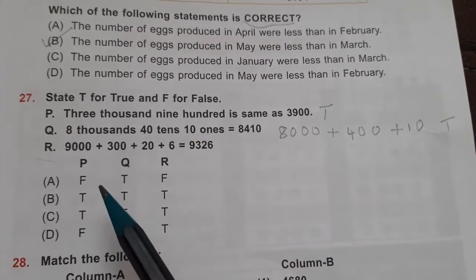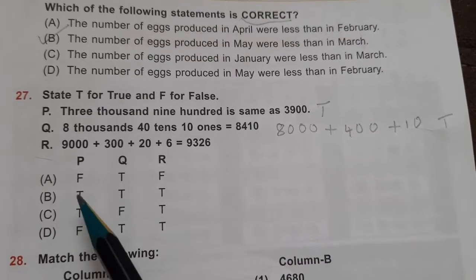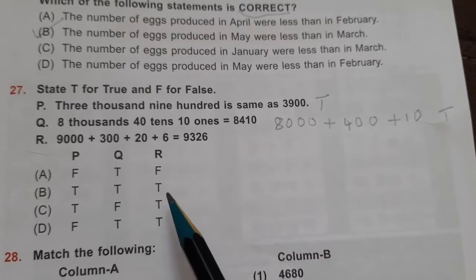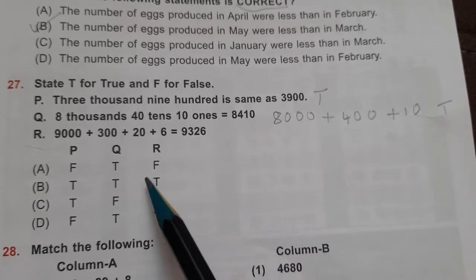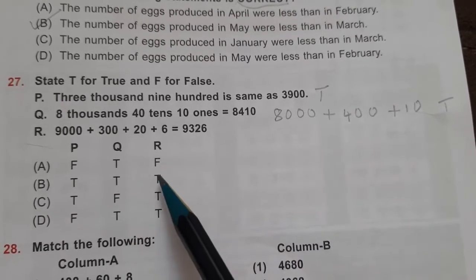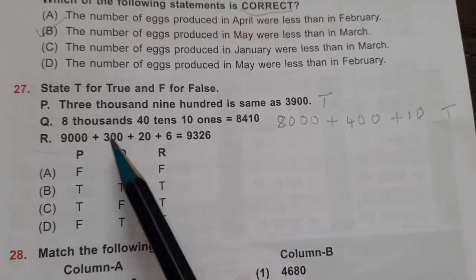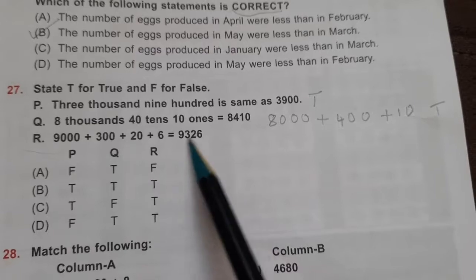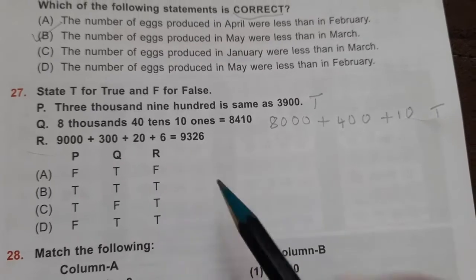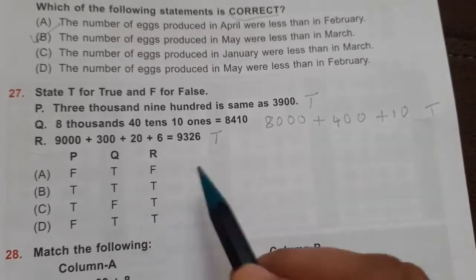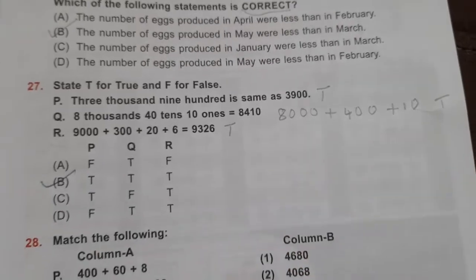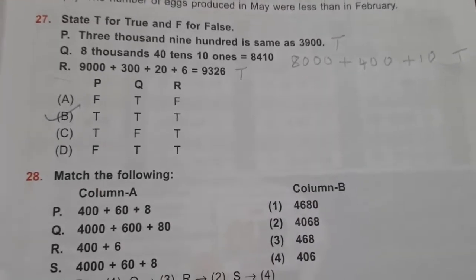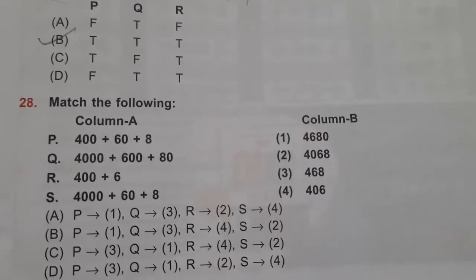What could be my answer? It can be option B, isn't it? But let us look whether the last statement is also true or not. 9000 plus 300 plus 20 plus 6. This is the expanded form of this, isn't it? So hence this is also true. All true. B is the answer to this question. Please tick it. Now let us look at the next question.